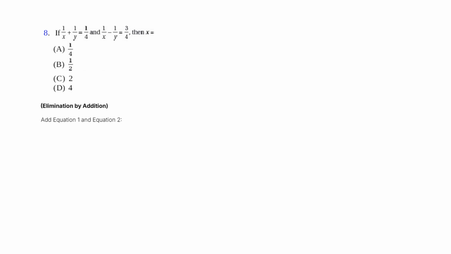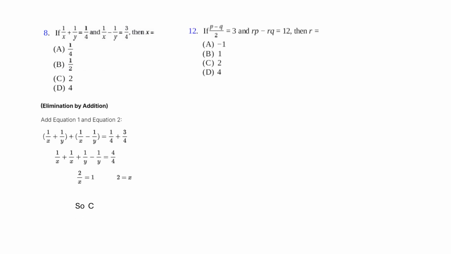Next, elimination by addition. When you add the two equations, you will eliminate 1 over y. So when you add, you will get 2 over x equals 1, so x equals 2. So C. Question 12. If P minus Q over 2 equals 3 and RP minus RQ equals 12, what is the value of R?